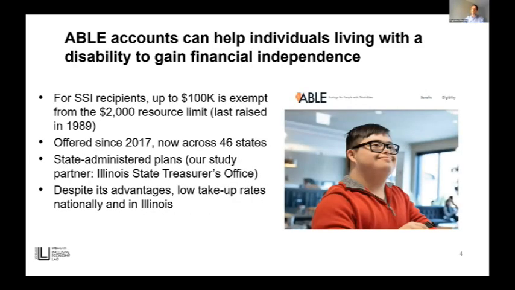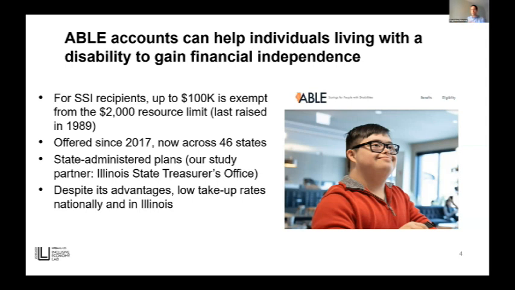So ABLE accounts essentially are saving products that people living with a disability and their carers can set up that allow them to eventually gain more financial independence. For SSI recipients, up to $100,000 is exempt from what is actually the $2,000 resource limit. So in other words, if you're an SSI recipient in the US, you cannot accumulate more than $2,000 in assets. And that is because it's a policy that was last raised and implemented in 1989 and has not been updated since then.